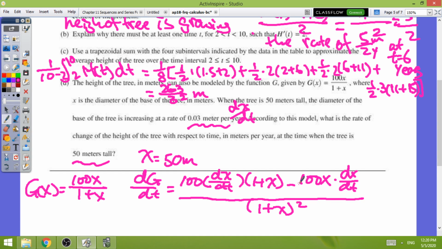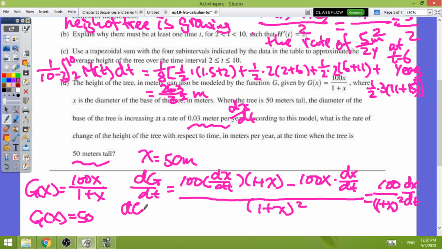So after you simplify the whole thing, you'll get 100 over 1 plus x quantity squared times dx over dt. So basically I just combined the like terms and took out that dx over dt on top, because that's the greatest common factor. So one thing that we noticed, g of x is 50. Well, how do I know? Because when the tree is 50 meters tall, the diameter of the base of the tree is increasing at that rate.